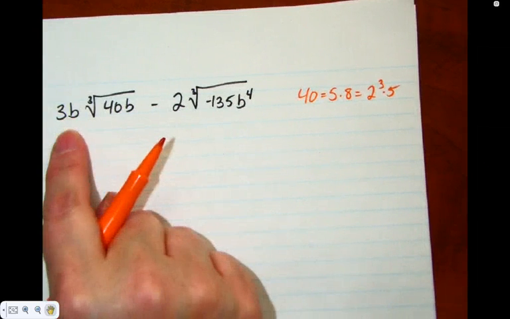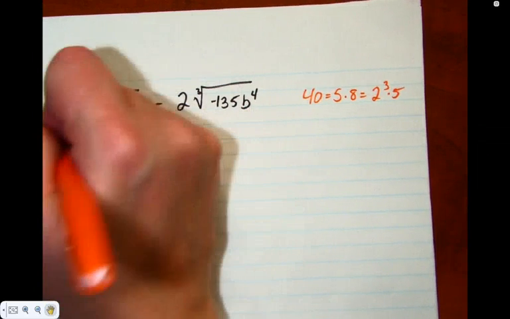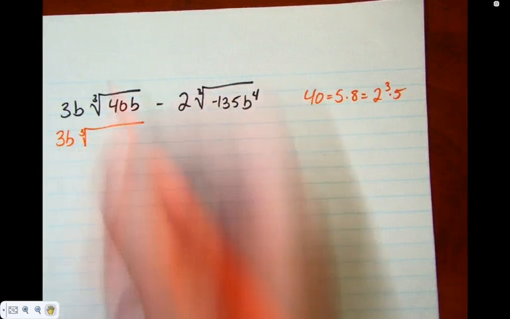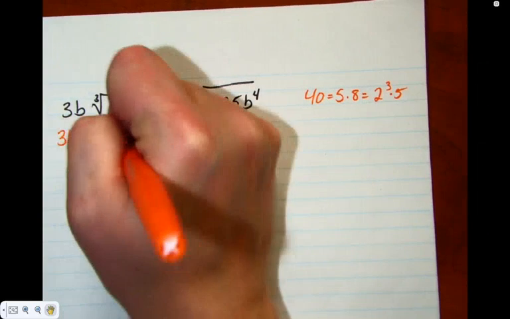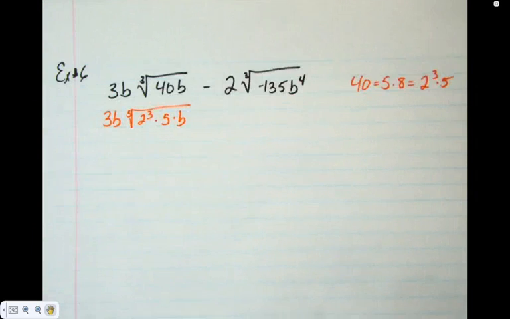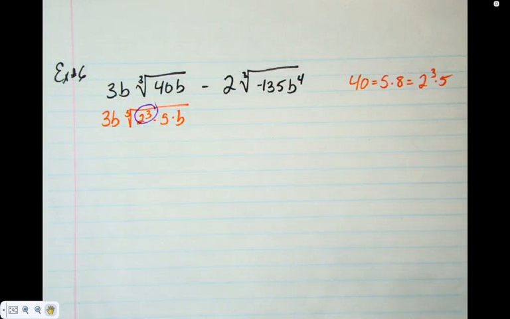So what do I do with this 3b that's kind of outside here? I just leave him. Not going to worry about him right now. I'll worry about him in a second. Now all I'm going to do is split that 40 up into 2 cubed times 5, and then still that b hanging around in the back there. Again, little trick I use is I circle anything with a cubed, because I know then that's going to come out front.